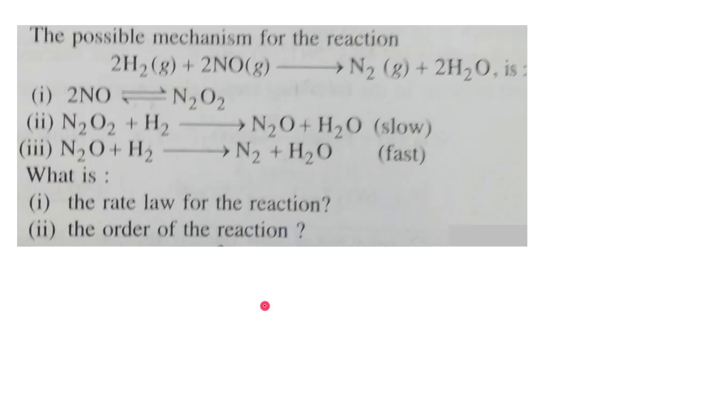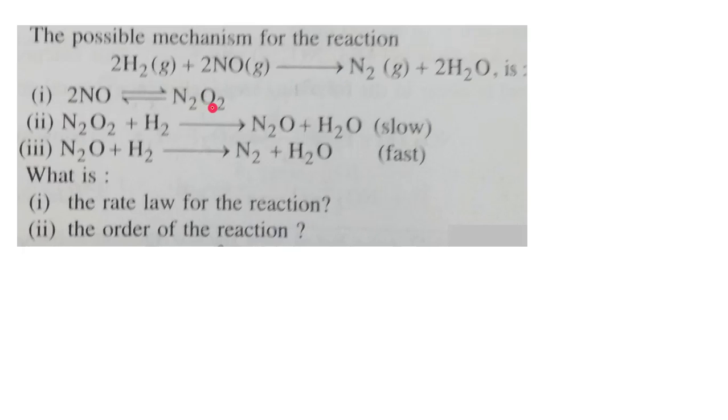Next question. Possible mechanism for the reaction 2H2 plus 2NO gives N2 gas plus 2H2O is. They have given the mechanism. Initially nitric oxide is converting into N2O2, then N2O2 is the intermediate. Why intermediate? Because it is not at all present in this reaction. Okay, reactant side as well as product side, it is not available. So N2O2 is an intermediate.